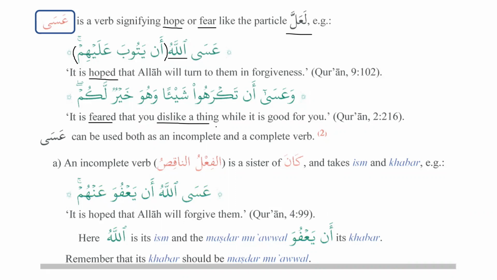So what happens? Allah subhanahu wa ta'ala tells us here, وَعَسَىٰ أَن تَكْرَهُوا شَيْئًا وَهُوَ خَيْرٌ لَكُمْ. It is feared that you dislike a thing while it is good for you. So whenever difficult times come, and Alhamdulillah, I always remember this verse. Whenever a difficult time comes, I always remember it, and I try to seek the help of Allah subhanahu wa ta'ala, and that's why we are learning the Quran.